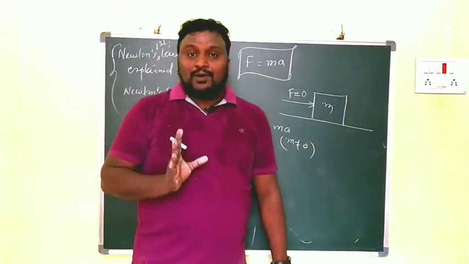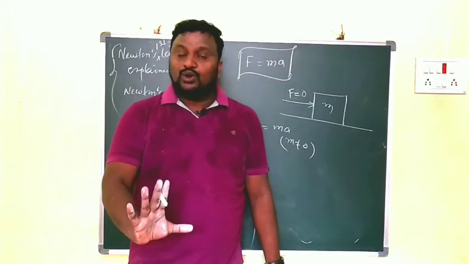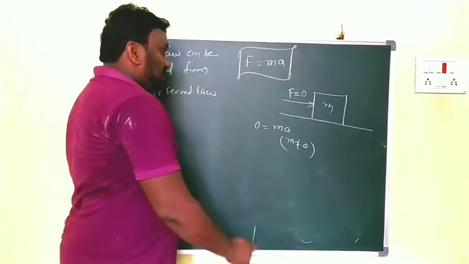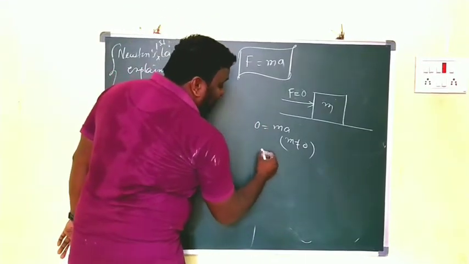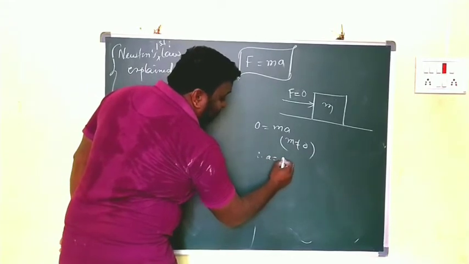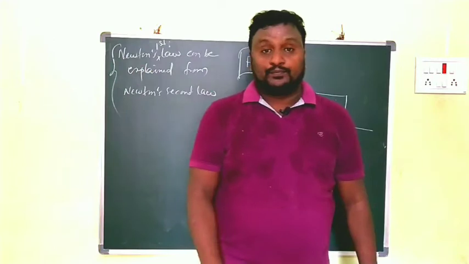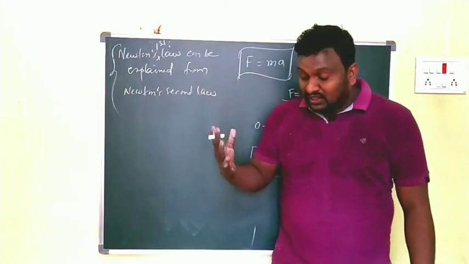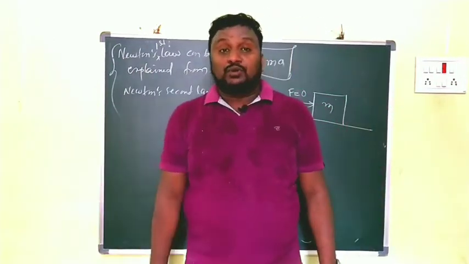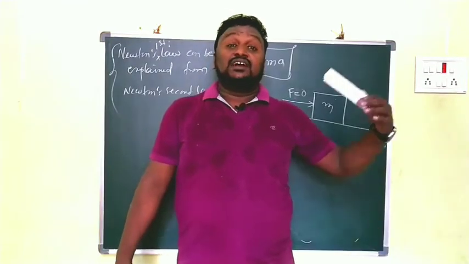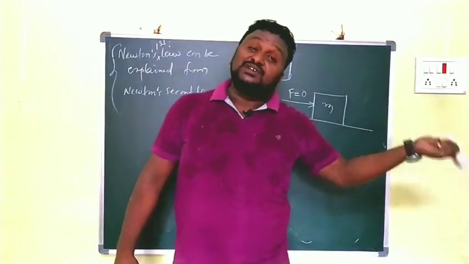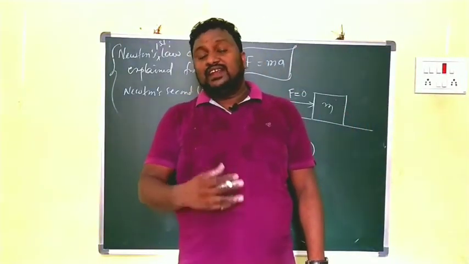Clear? Mass can never be 0. When mass is never 0, then what? That means here, therefore a is equal to 0. That means when there is no external force acting on the body, the external force is 0, then acceleration is also 0. Very interesting.